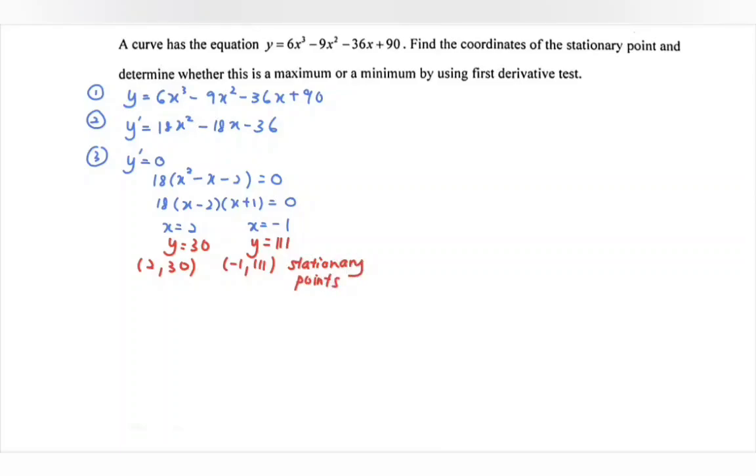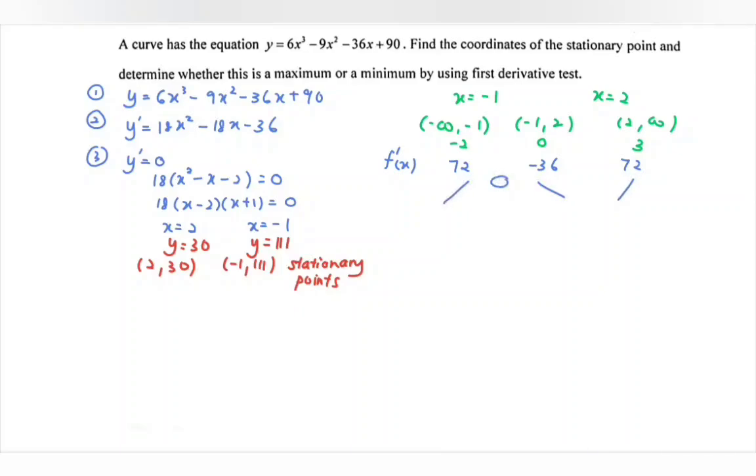Next is to test the situation. Given x equals negative 1 and x equals 2, the intervals will be negative infinity until negative 1, negative 1 until 2, and then 2 until infinity. Suggested values will be negative 2, 0, and 3. By substituting into f prime x, or we can say y prime, we will obtain 72, negative 36, and 72. Notice that we have increasing, decreasing, and increasing.